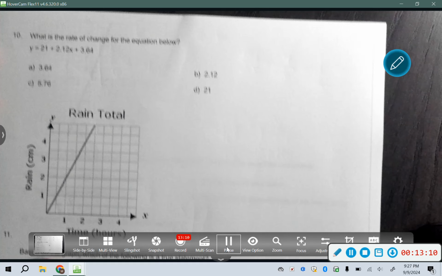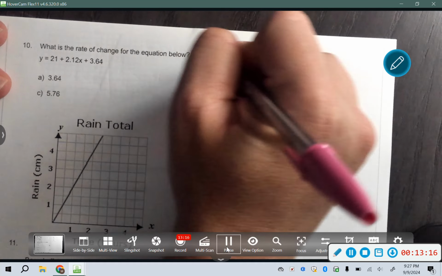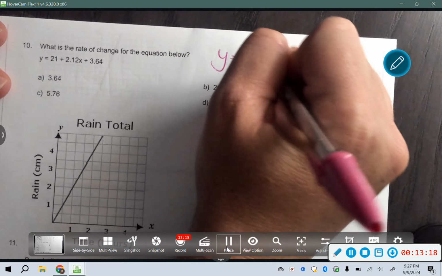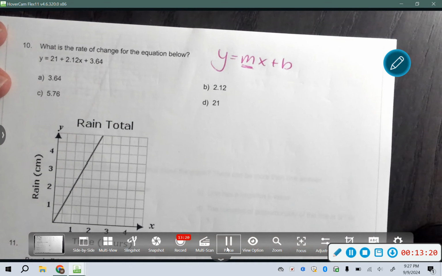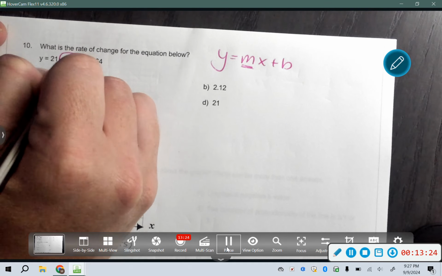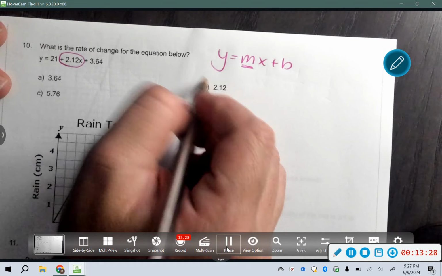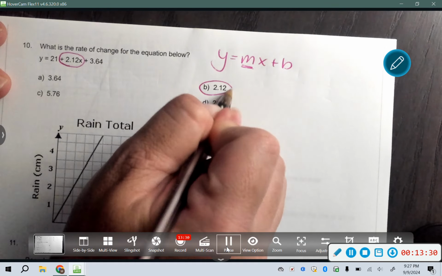Look at number 10. What is the rate of change of the equation below? Well, we know that rate of change is just slope, and that your slope is always touching your x when it's simplified. Well, I want you to realize the only thing that has an x here is this one. So yes, I could combine those, but it's not going to change my slope. So my slope and rate of change is 2.12.